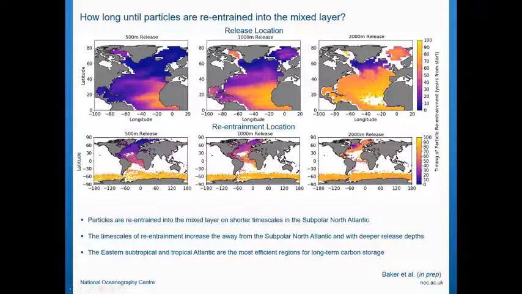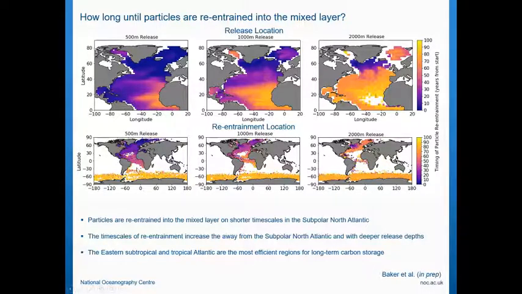And so we can see several things here. Firstly, there's a clear spatial pattern within the North Atlantic. So particles are re-entrained into the mixed layer on shorter timescales in the subpolar North Atlantic. And as you move through to deeper release depths, so from 500 to 2000, the time until re-entrainment increases. And you can see actually in some regions at 2000 meters, no particles were re-entrained into the mixed layer at all. And so the timescales for re-entrainment increase as you move further south as well.